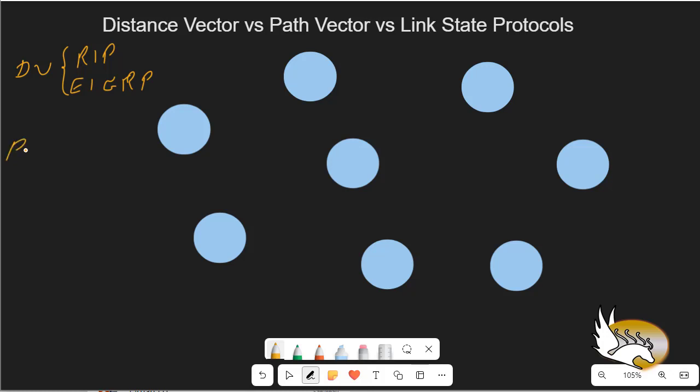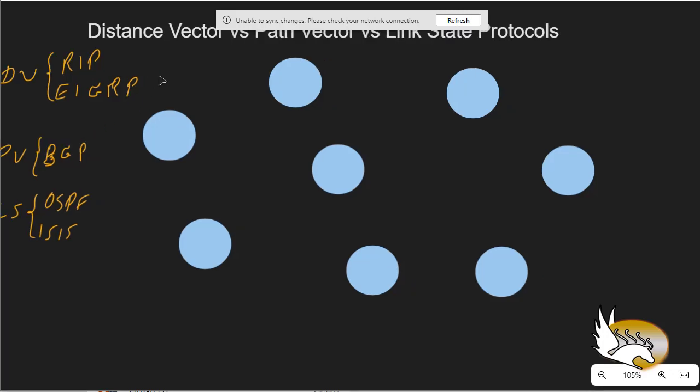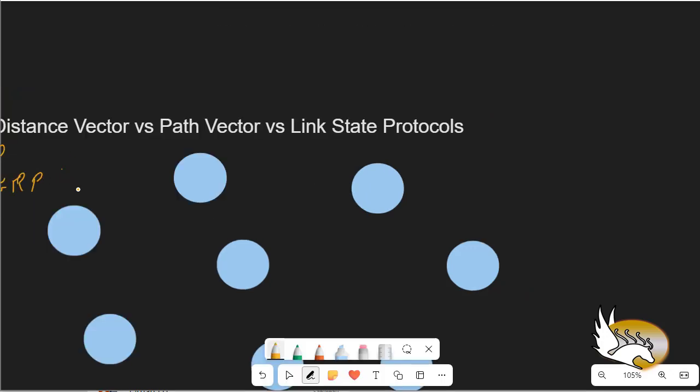I have one path vector protocol, and that's going to be BGP only, because we do not have EGP, that was obsolete. And I also have 2 link state protocols. They are going to be OSPF and IS-IS. And which one is more common? Here is going to be EIGRP. From here we have OSPF, and also BGP is very much common.